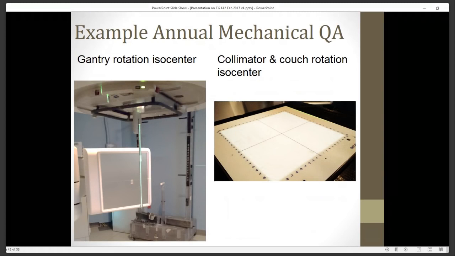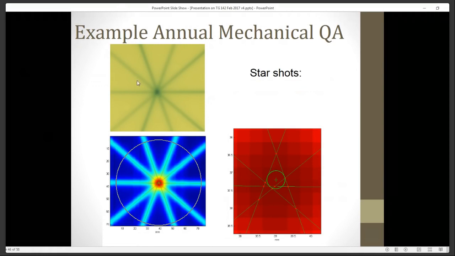All right, so we'll just run through a couple of examples here. Gantry rotation isocenter, collimator and couch rotation isocenter. You can use a front pointer here and some sort of graph paper for this test, followed by star shots. So basically, you have some film, you put your jaws very small, and you deliver a bunch of monitor units, and so you get this sort of star shot. There are programs that can analyze these and see just how much wobble there is in each of these axes.